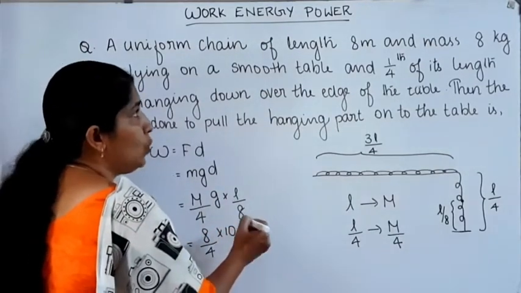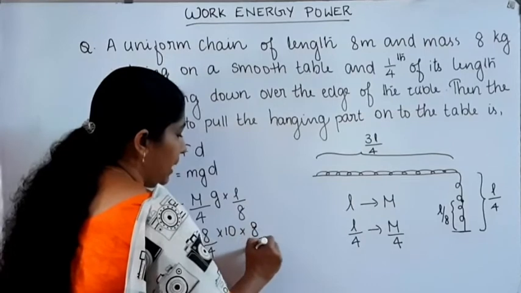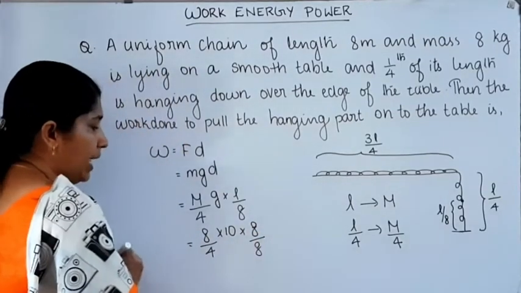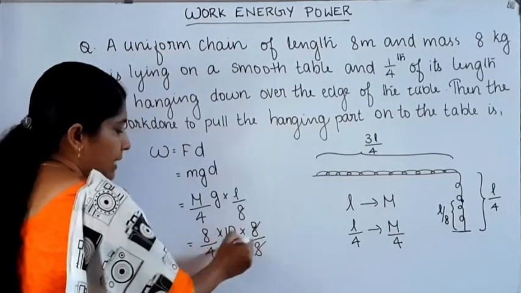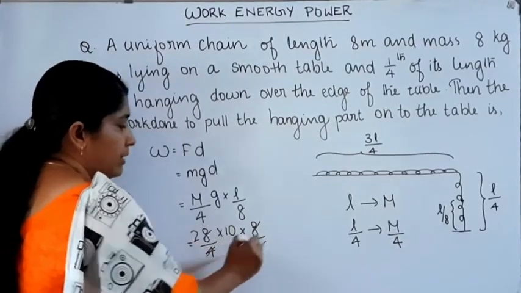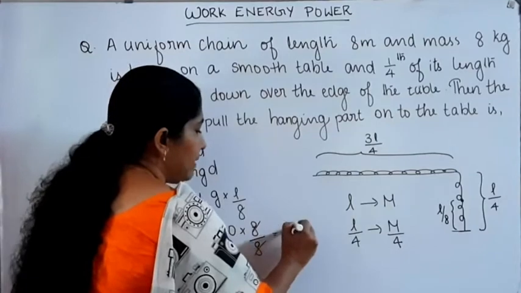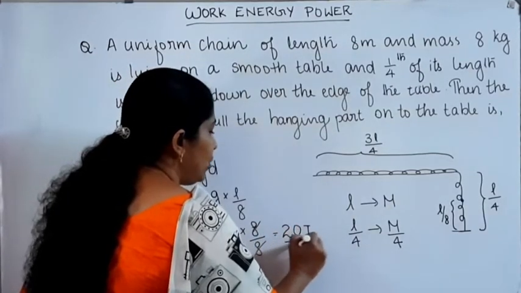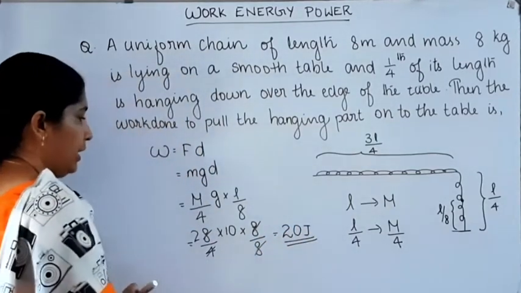Length L is equal to 8 meter, 8 divided by 8. Okay, then 8 get cancelled, 4 cancelled to 8, that's equal to 2. Then 2 into 10 is equal to 20. 20 joule is the answer. Okay, 20 joule is the amount of work done.